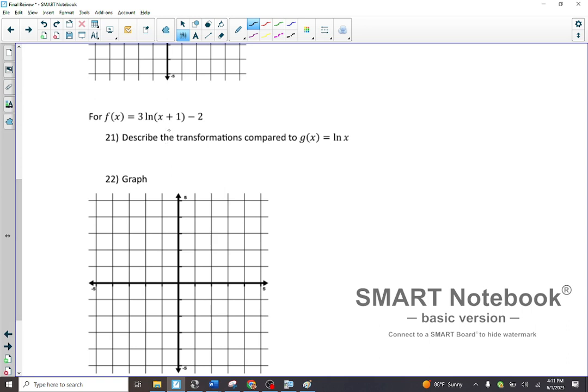Next one, a log graph is going to be 3 ln x plus 1 minus 2. What are the transformations? In this case, it's a vertical stretch by 3. It is left 1, and it is down 2.